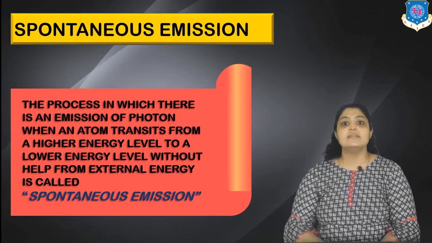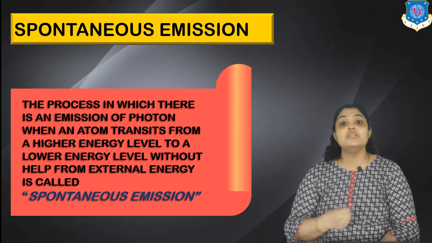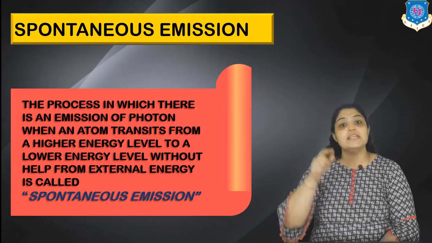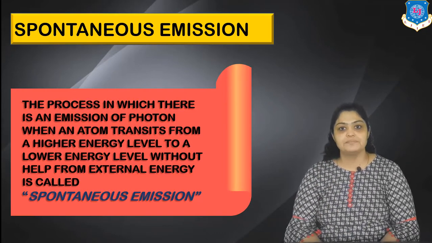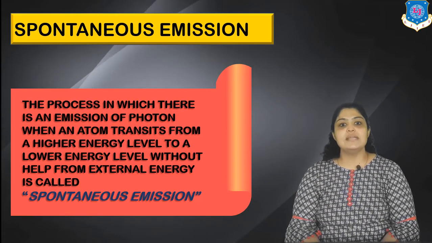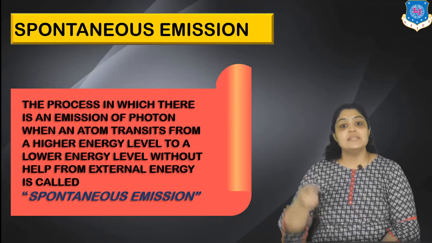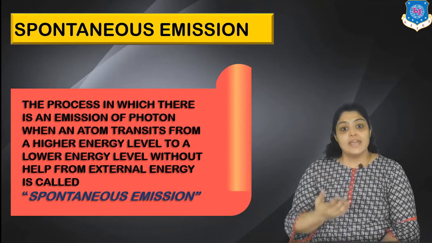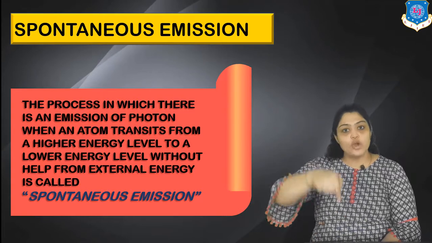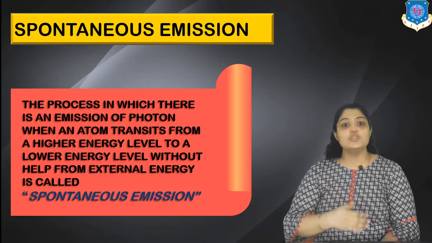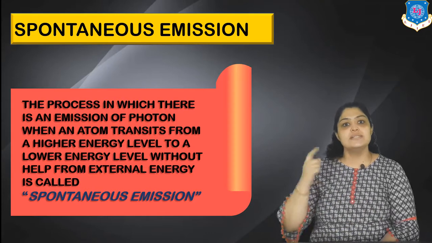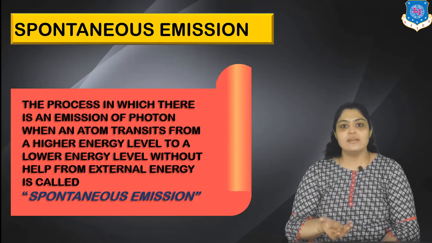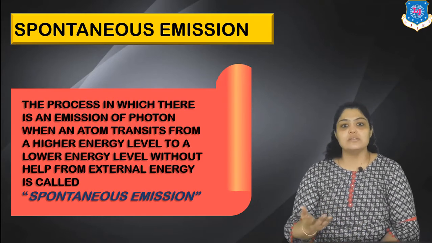Now, let's discuss the second process, which is a type of emission. Whenever we have the word emission, it means the process is going to take place from a higher to a lower energy level. So, the process in which there is an emission of a photon when an atom transits from a higher level to a lower level without help from external energy. If the atom is coming on its own from a higher to a lower energy level, it is not taking any external energy's help, such a process is called spontaneous emission. What do you mean by the word spontaneous? It is sudden, on its own.